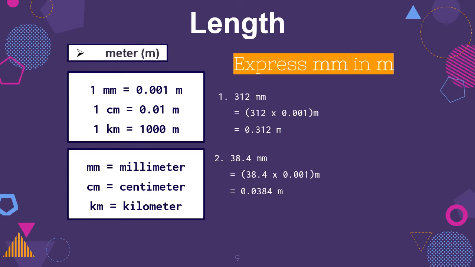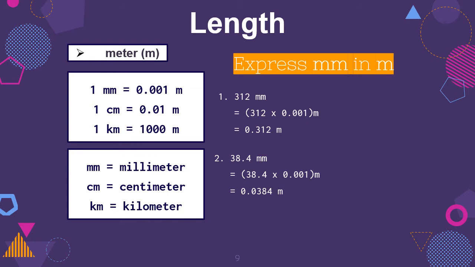Okay, let's have first: 1 mm is equal to 0.001 m, wherein mm is millimeter and m is meter, and 1 cm is equal to 0.01 m, where cm means centimeter, and 1 km is equal to 1000 m, where km means kilometer. So for example, express millimeter in meter.